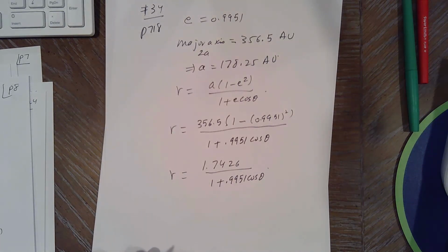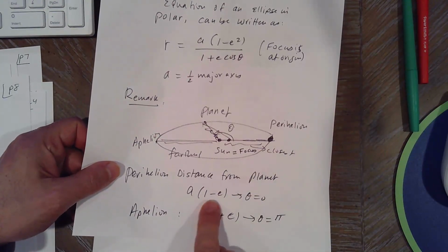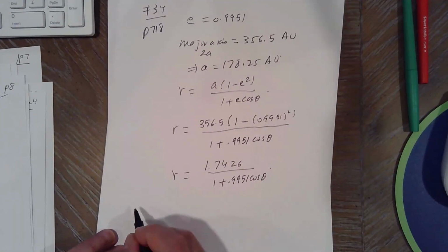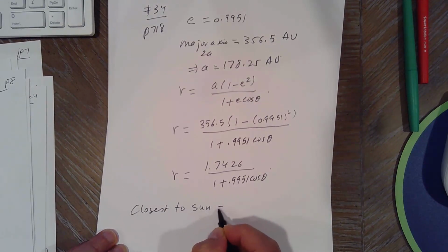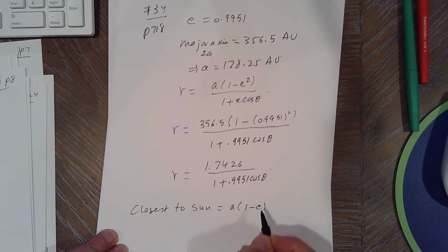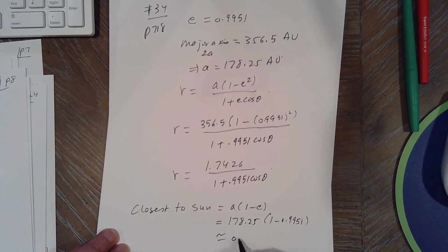How close to the sun does it come? So the closest to the sun is what? The perihelion, which is a times 1 minus e. So closest to the sun is a into 1 minus e, which is the perihelion, 178.25 times 0.0049, which is roughly 0.8734 astronomical unit.